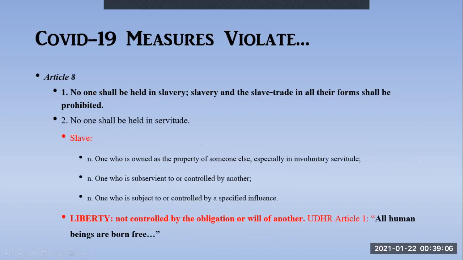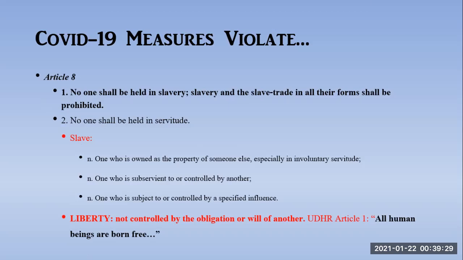So, Article 8 states that no one shall be held in slavery. Slavery and the slave trade in all their forms shall be prohibited, and no one shall be held in servitude. Now, we went over this before, but I'll define it again. A slave is one who is owned as the property of someone else, especially in involuntary servitude.